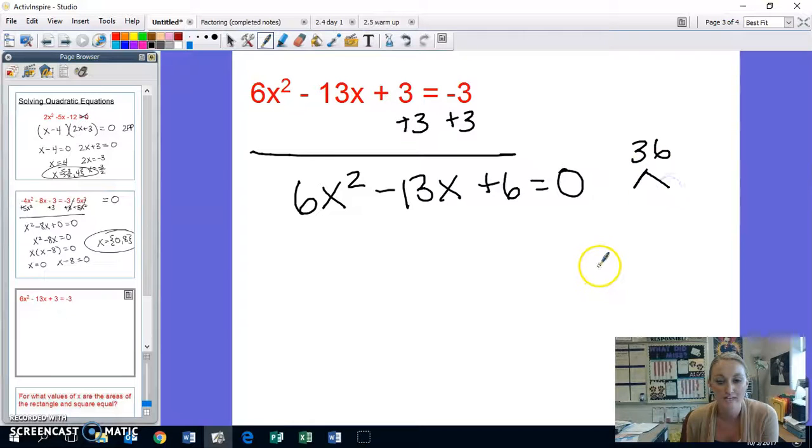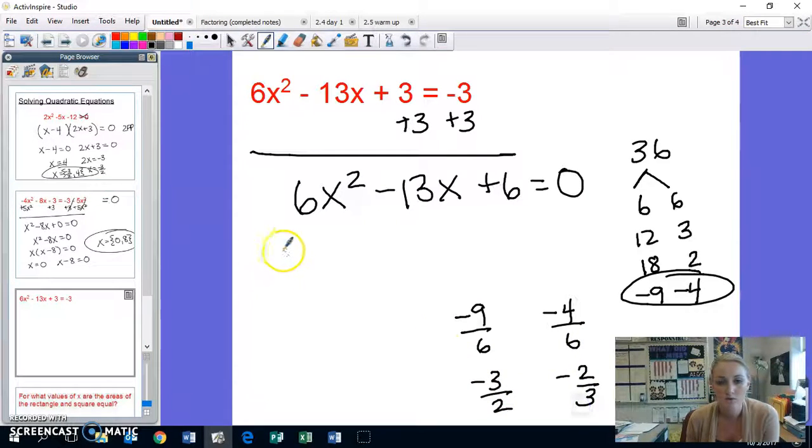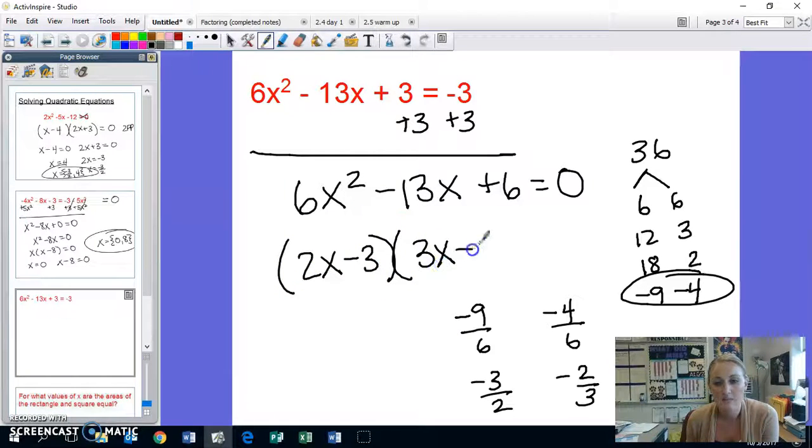We need factors of 36 that add to 13. So 6 and 6, 12 and 3, 18 and 2, 9 and 4. There we go. So we need a -9 and a -4. -9 over 6, -4 over 6 gives me -3/2 and -2/3. So 2x minus 3 and 3x minus 2 equal 0.